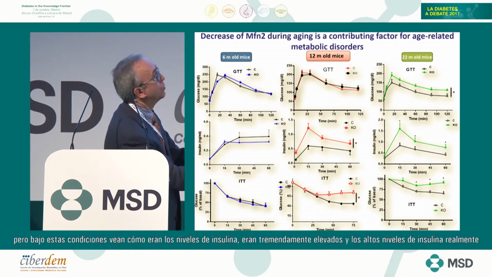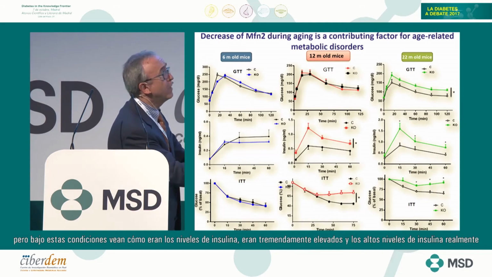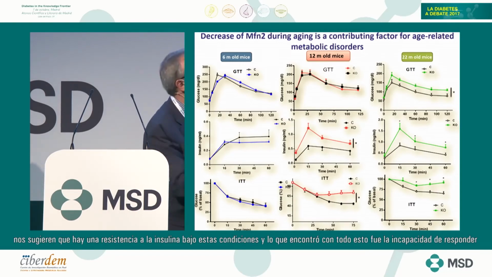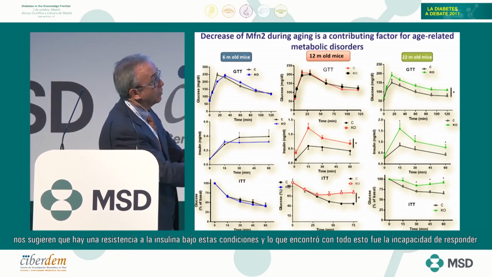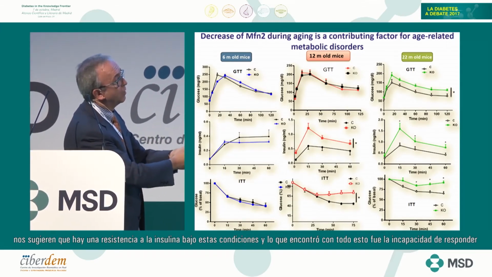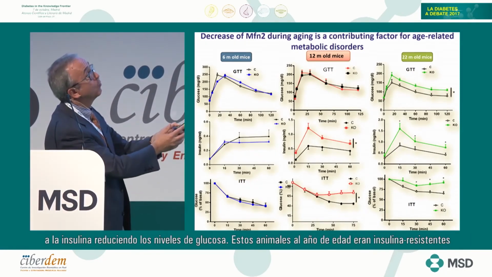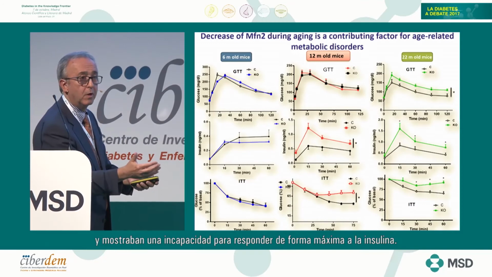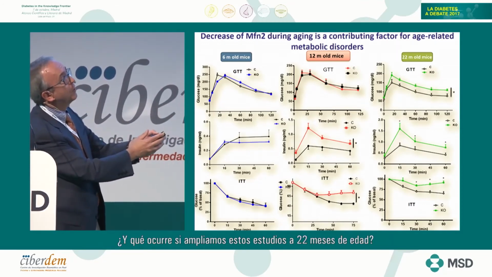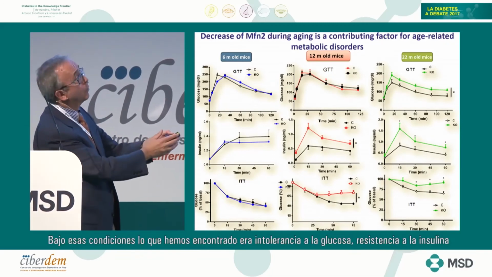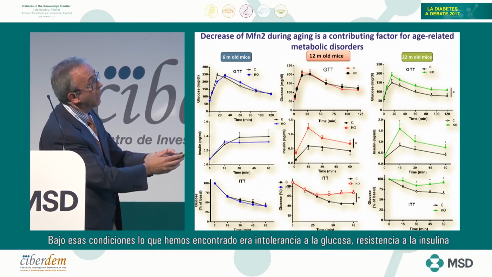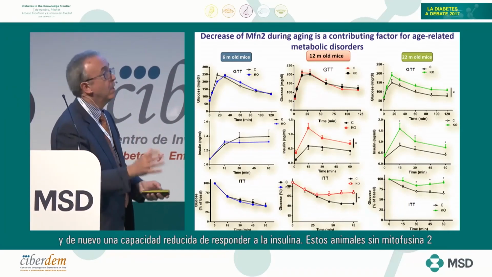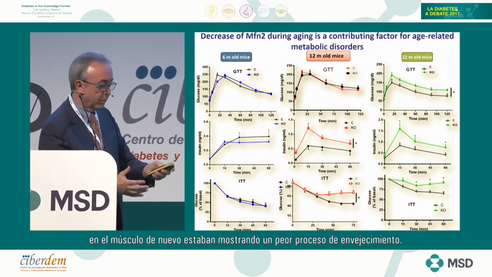But under those conditions, look at how insulin levels were. They were extremely high, and high levels of insulin suggest that there is insulin resistance. In keeping with this, what he found was an incapacity to respond to insulin by reducing glucose levels. So these animals at 1 year of age were insulin resistant, and showed an incapacity to respond maximally to insulin. And what happened if we extended these studies to 22 months of age? Under those conditions, we found glucose intolerance, insulin resistance, and again, a reduced capacity to respond to insulin. So these animals with no mitofusin 2 in muscle were again showing a worse aging process.